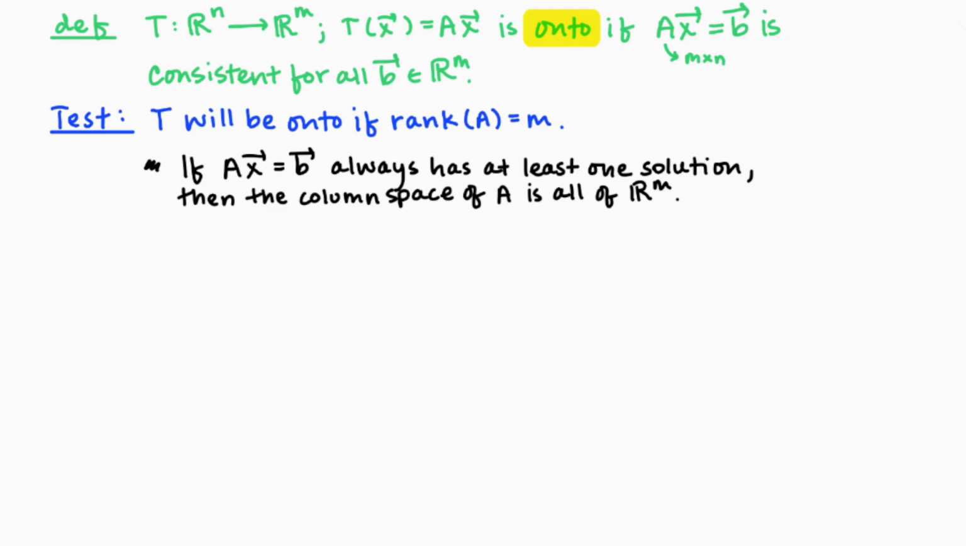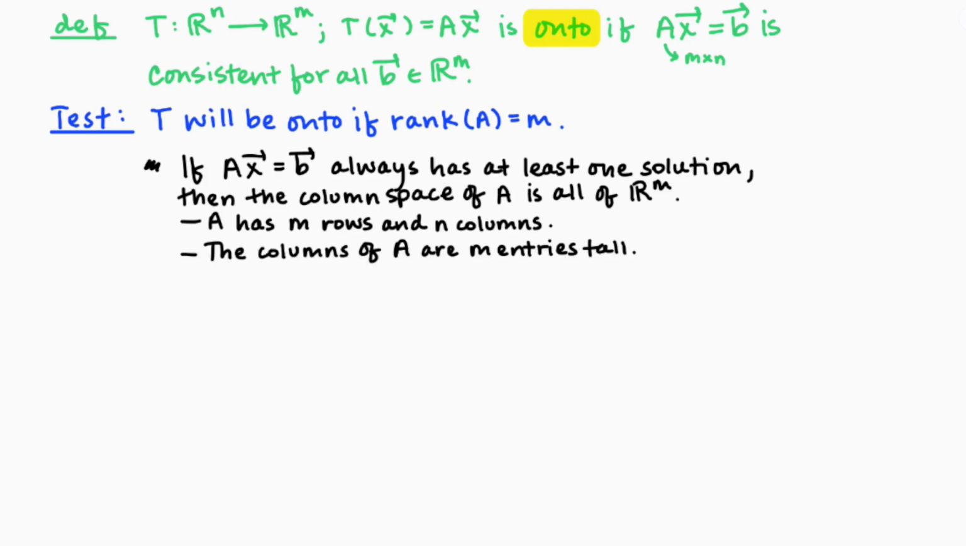But if it's not, I might try to convince you of it by thinking about A as a matrix that has M rows and N columns, because it's an M by N matrix. That means that the columns of A, each column, is M entries tall. That's an important thing to understand. It kind of seems the opposite of what the column space should be, but if you think about it, it's exactly what it should be. That means that the column space of A is a subspace of R^m.